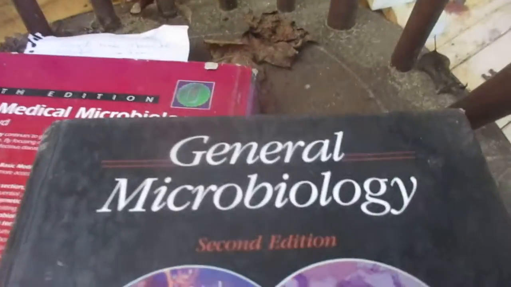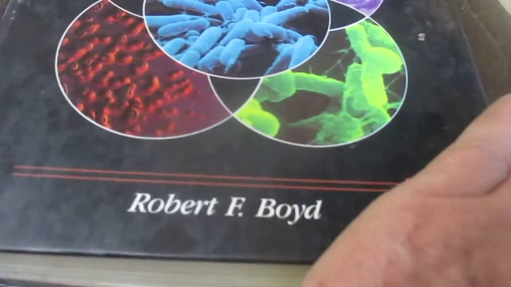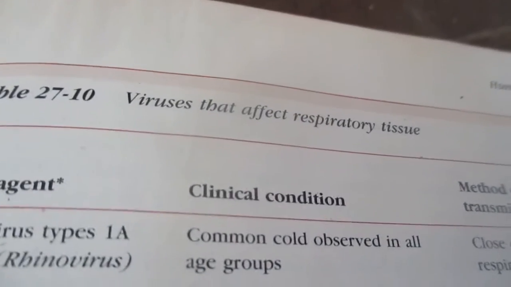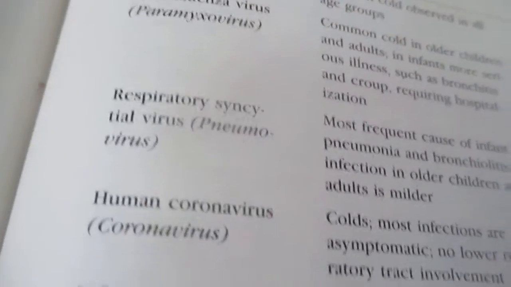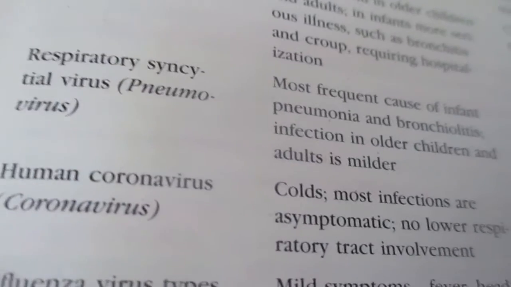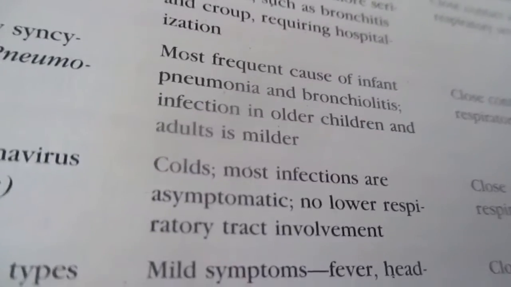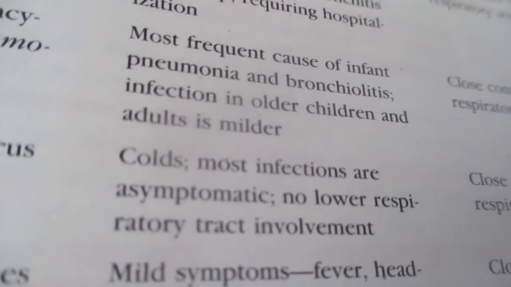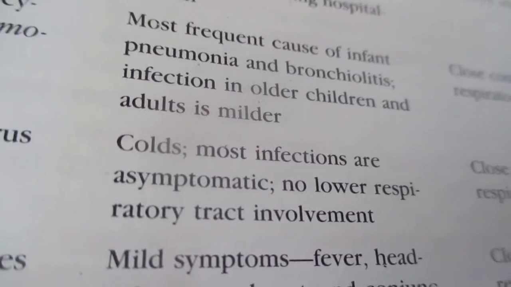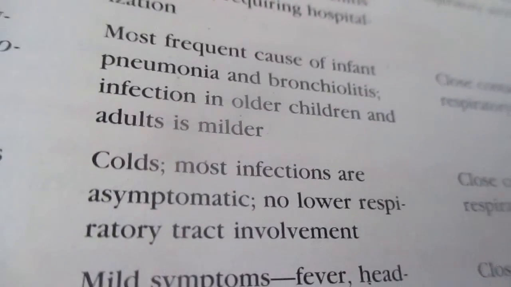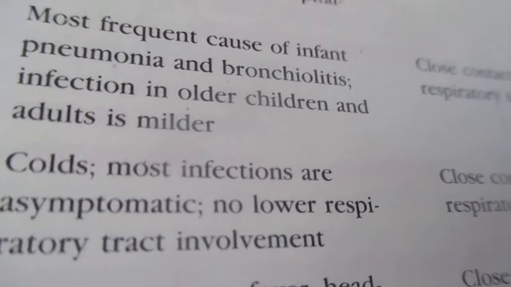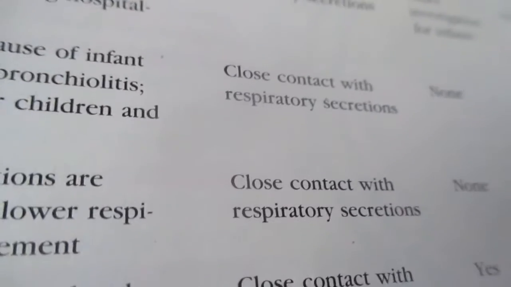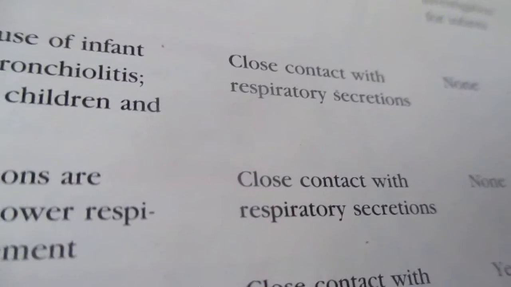First of which is General Microbiology by Robert E. Boyd. Flip over to page 829. Table on viruses that affect the respiratory tissue. Human coronavirus. Clinical conditions. Colds. Most infections are asymptomatic. No lower respiratory tract involvement. That's a key word right there. Spread by close contact with respiratory secretions.